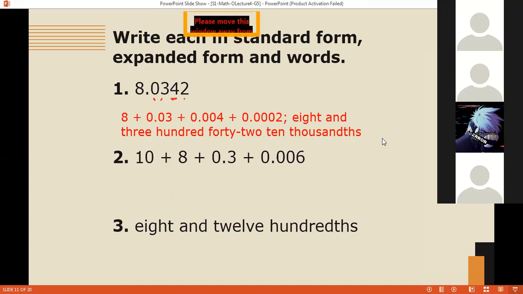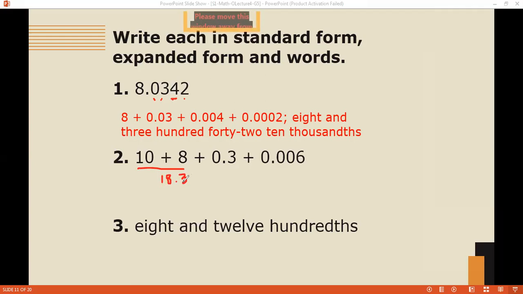Yes. Yalla, Yarena. Can you give me the standard form of this number? 10 + 8 + 0.3 + 0.006. Yalla, we start by the whole part. What's the whole part here? 18. Very good. 18. Point. What do I have in the tenths? 3. Bravo. What do I have in the hundredths? 0. 6 is in thousandths. I have no hundredths here, so I put 0. 18.306. Yalla, can you give me this number in word form? 18 and 306 thousandths. Excellent. Okay.